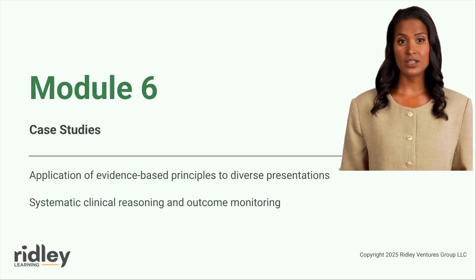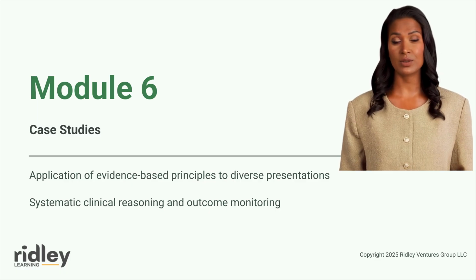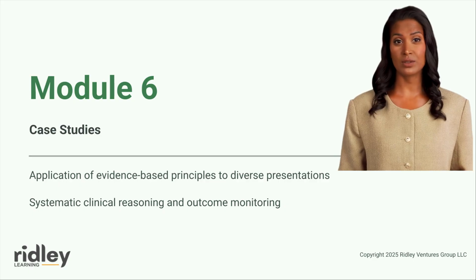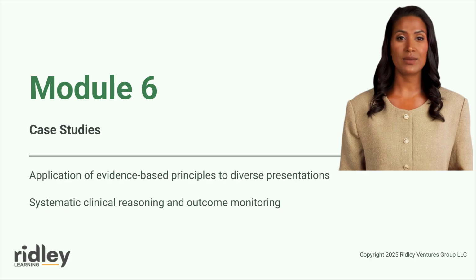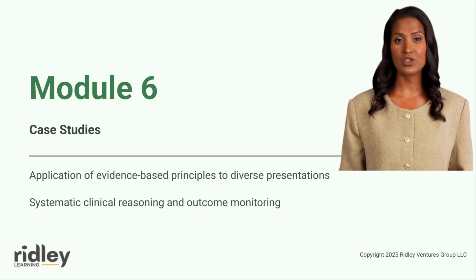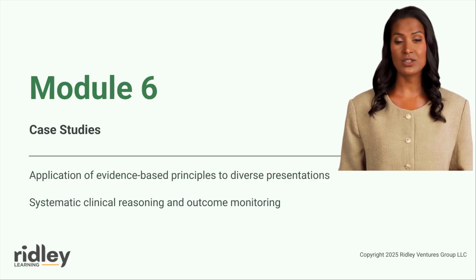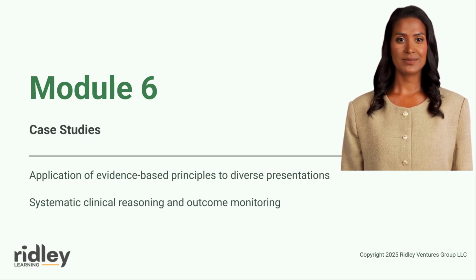We now conclude with Module 6, which presents case studies illustrating clinical application and decision-making. The following case studies illustrate the application of evidence-based principles to diverse clinical presentations of lumbar spinal stenosis. Each case presents a unique combination of patient characteristics, clinical findings, and treatment considerations that rehabilitation professionals encounter in practice. The cases demonstrate systematic clinical reasoning, intervention selection based on current evidence, and outcome monitoring using validated instruments. References to preceding modules and the supporting literature are integrated throughout to reinforce the connection between research evidence and clinical application.